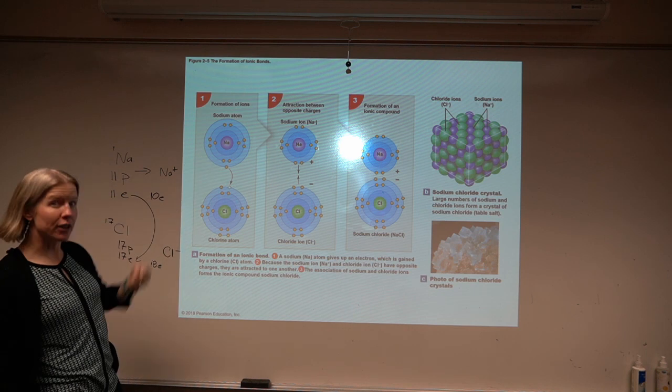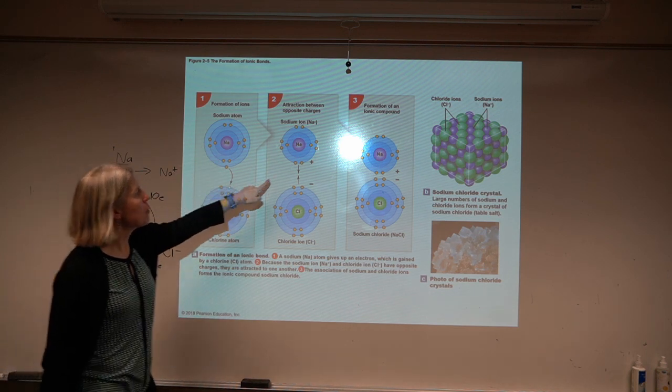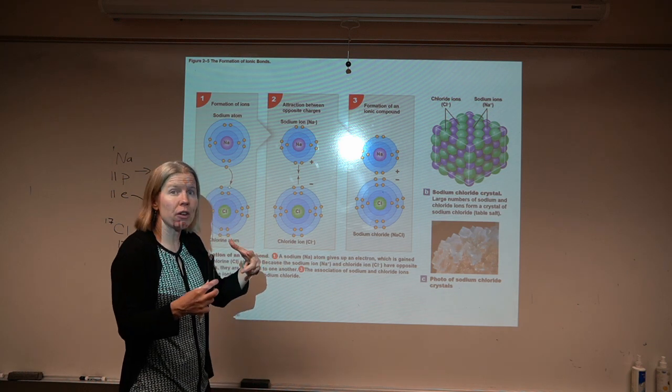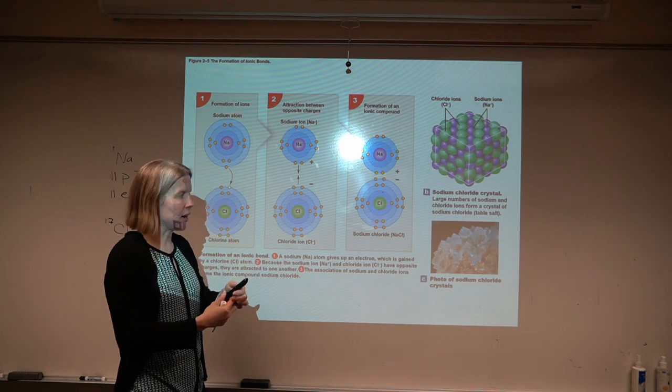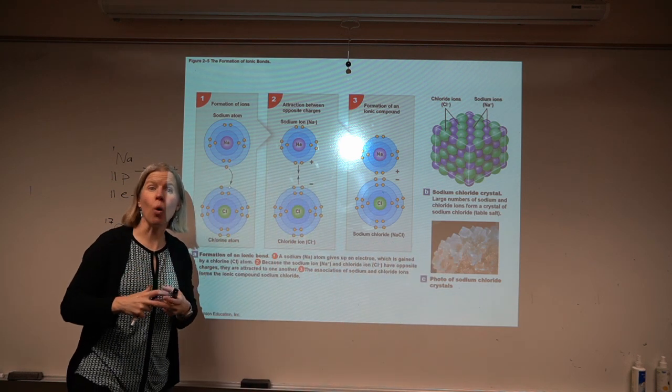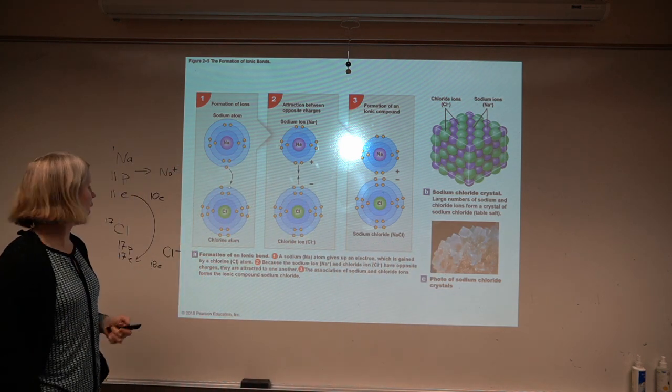One element steals that electron from another, but notice now that positive and negative charge are actually attracted to each other, and that's what makes this an ionic bond. And if you see something like table salt, this is actually physically holding sodium and chloride together.